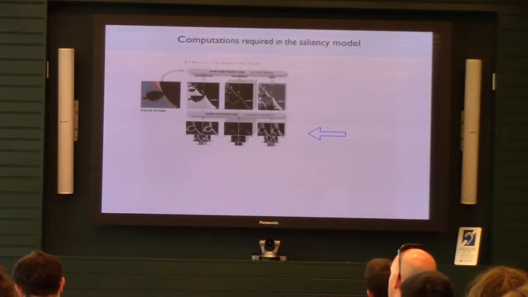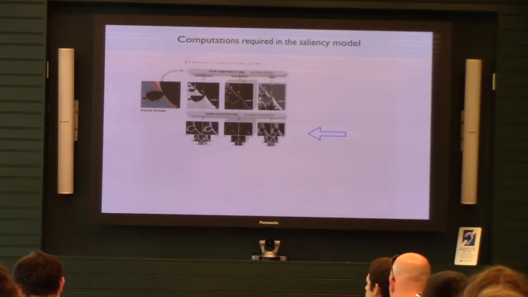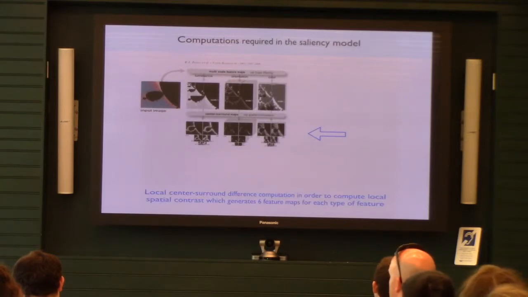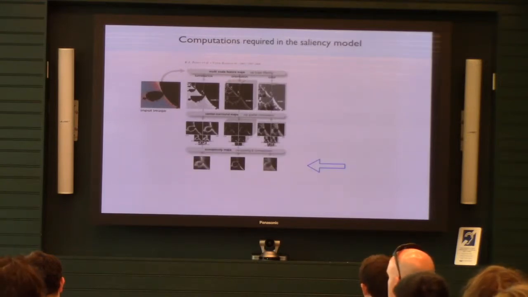You perform what is called center surround computation. So you have a filtered image at a higher scale, and you subtract from it a filtered image at the lower scale so that you can see the contrast between the two. Again, I don't want to go into detail of it. I just want to give you the flavor of the computation that is done in the saliency model.